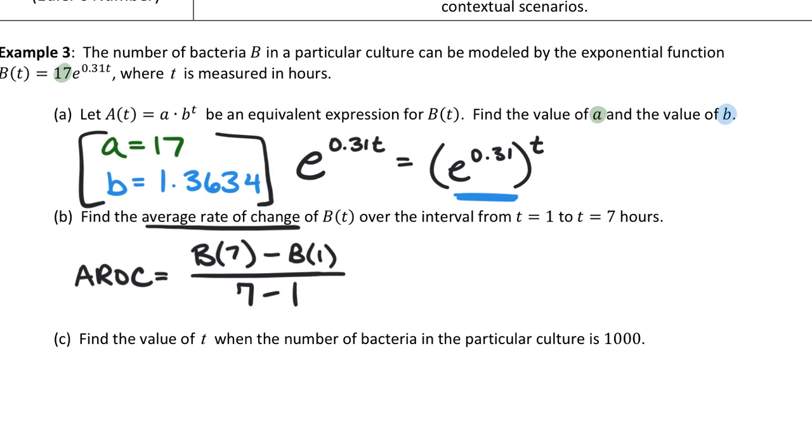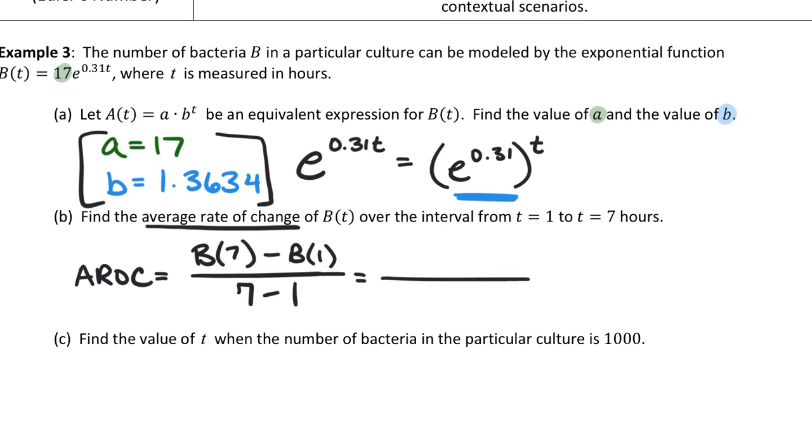7 minus 1. It is the average rate of change formula, f of x2 minus f of x1 over x2 minus x1, but changed for our letters. That's b of t2 minus b of t1 over t2 minus t1. Okay, we've got a little bit of work to do. b of 7 is telling me to do what with the number 7? Plug it in. So if I was showing my work, here's what it would look like.